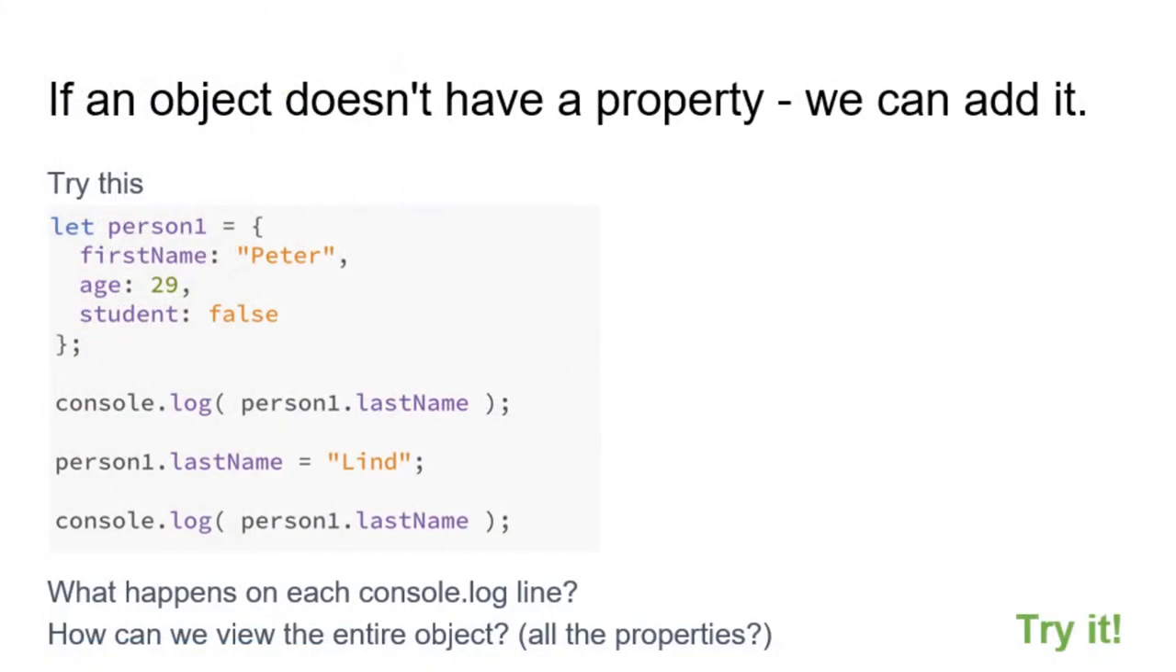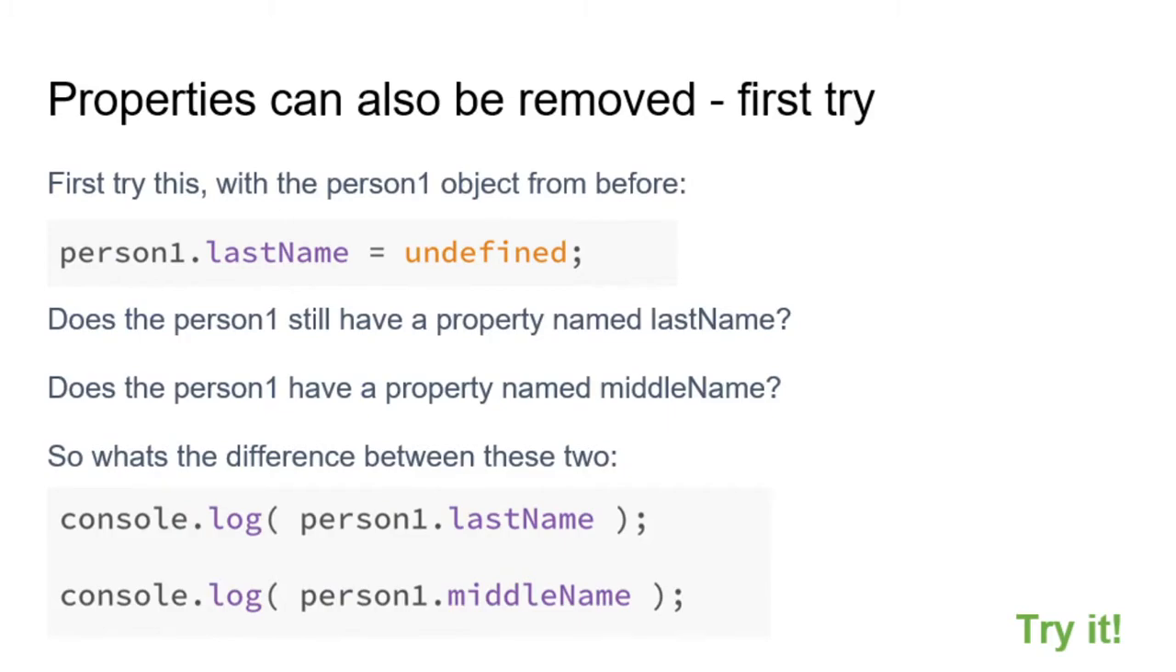How about deleting them or removing them? Well, I want you to try this also. Simply add person1 first name. Now last name is undefined. That should set it to undefined, so it's no longer defined. And then say, does it still have a property named last name? And also, does it have a property named middle name? No, it doesn't. I can give you that hint.